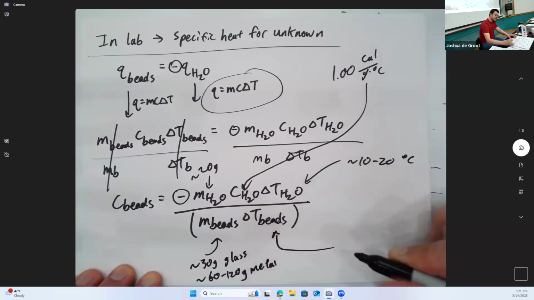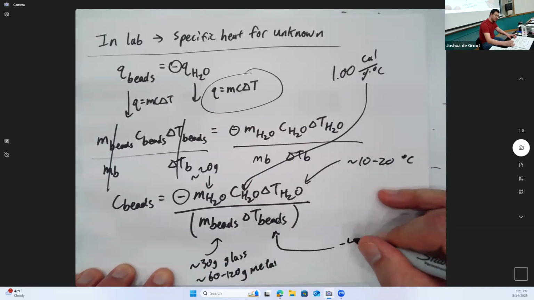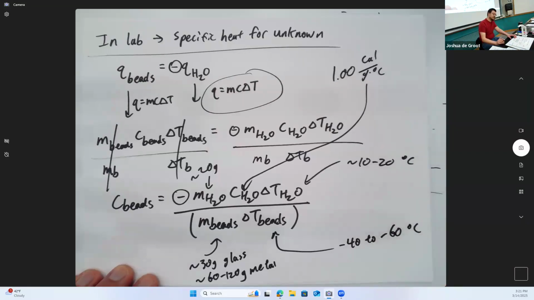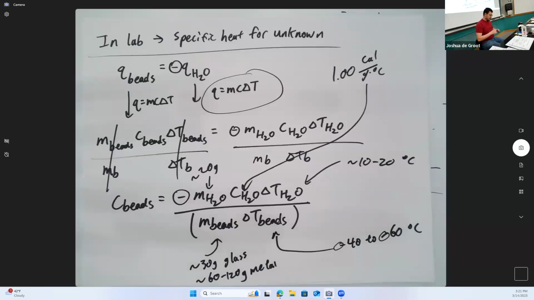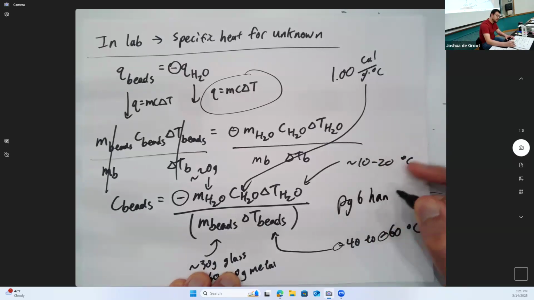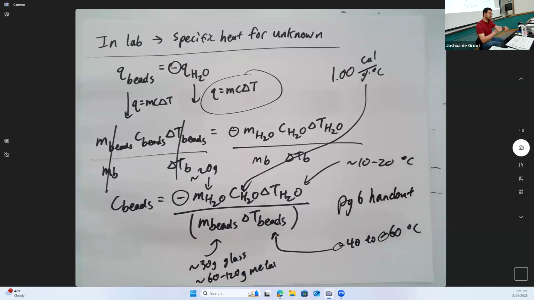And your delta T beads was somewhere around maybe negative 40 to negative 60 degrees Celsius, with those negative signs. Negative signs will cancel, so you should get a positive number. So you can use a negative sign twice in your calculator, or what I do is if I know they're going to cancel anyways, I don't even bother to type negative signs. Then you use page 6 of the handout to compare your density and specific heat values.